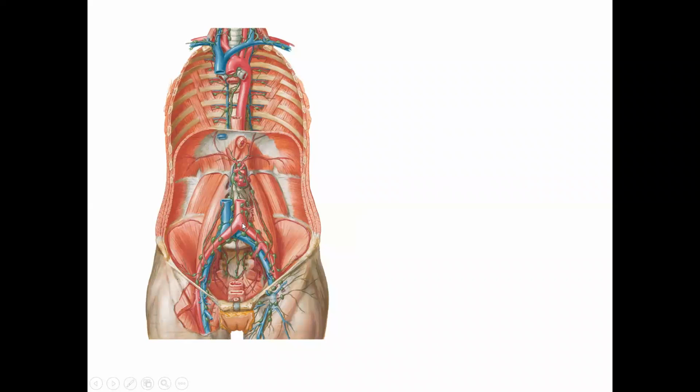And then there are lymph nodes in relation to the aorta. Those in front of the aorta are called pre-aortic nodes. Those on the sides of the aorta are called para-aortic nodes. The pre-aortic nodes are subclassified into celiac nodes, superior mesenteric nodes, and inferior mesenteric nodes, draining finally from the foregut, midgut, and hindgut.